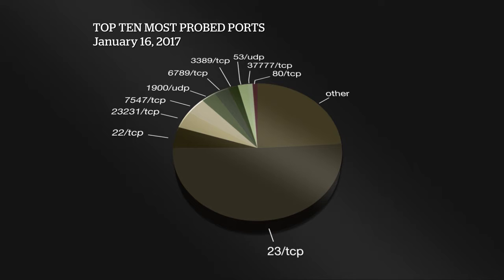7547, which we've talked about before, is the CPE WAN Management Protocol, CWMP. We're going to take a closer look at all of these, really. 1900 UDP is the Simple Service Discovery Protocol. That's probably people looking for devices to be used as reflectors more than exploit, but I'm not really positive.